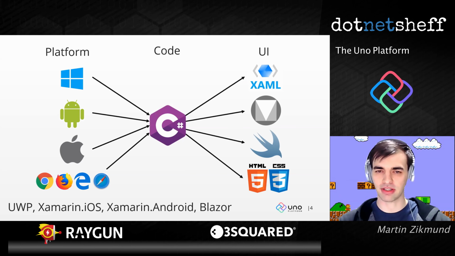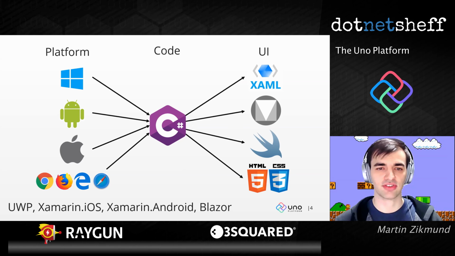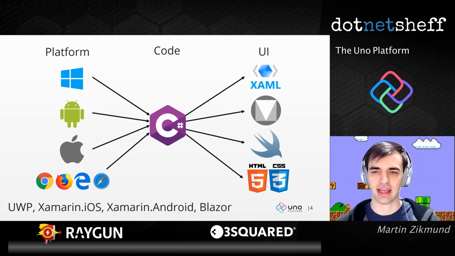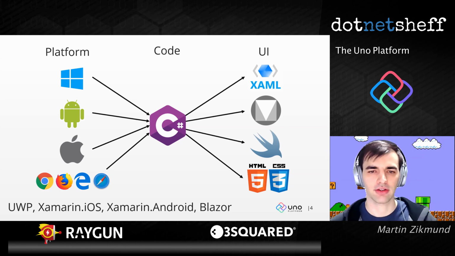The first improvement we can do is to share the business logic of our application. In this case, we have C# as the business logic language. And on the presentation layer, we will use what's specific for the given platform. So again, on Windows, we have XAML. On Android, we have AXML. On iOS, SwiftUI, and on the web, HTML and CSS.